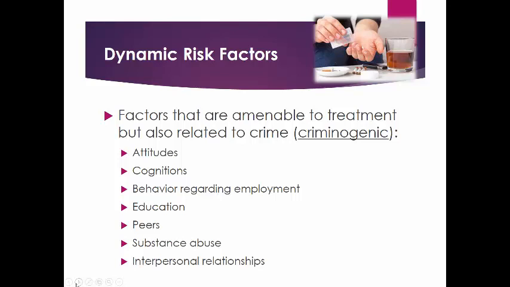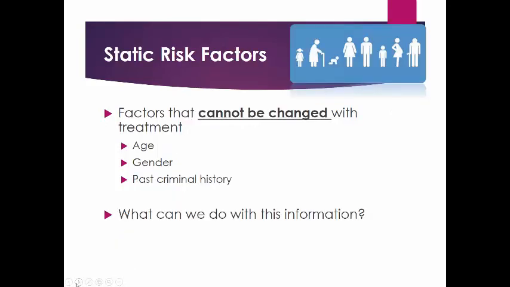Peers, do they have peers that are involved in the criminal justice system that are doing illicit or illegal things? Substance abuse, are they abusing drugs and alcohol? And do they have unstable relationships? Those are all things that are related to criminal behavior, but those are all things that we can change. So they're considered to be dynamic risk factors. Things that cannot be changed, which are static risk factors, are things like age, gender, and past criminal history.